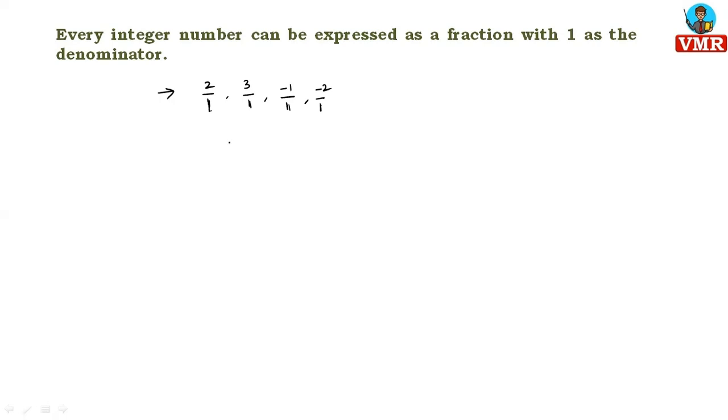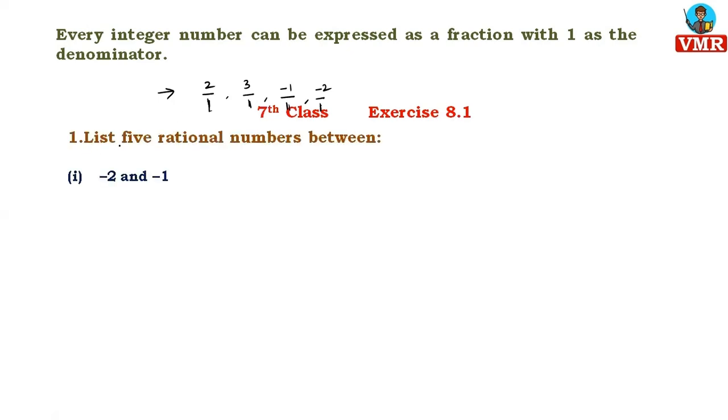Now we will see some example problems in the 7th class exercise 8.1. The first problem is: list 5 rational numbers between -2 and -1. For this problem the solution is: -1 can be written as -1 into 6 by 6. It will become -6 by 6.